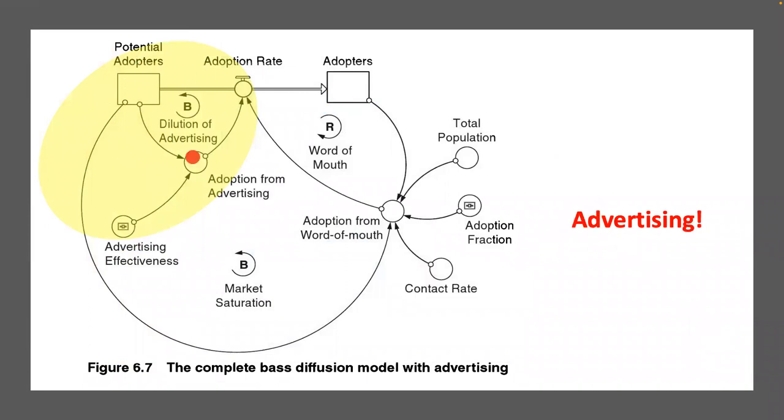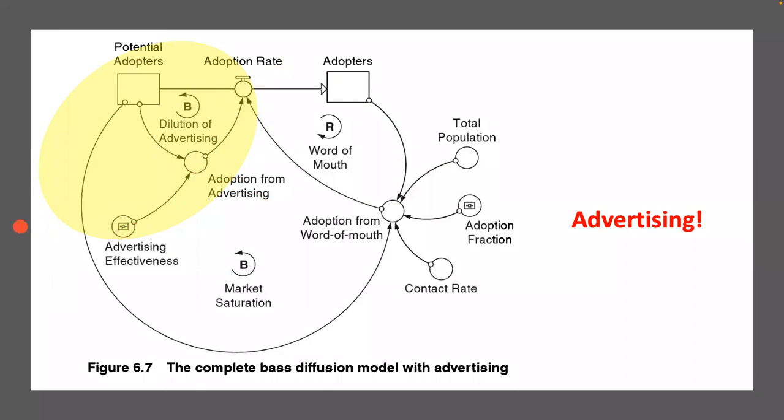So we add a separate little feedback here, which is a way for us to inoculate the population with this innovation or this disease artificially, so that we don't have to depend on word of mouth upfront. In other words, how do we get the initial adopters there? When all you have is potential adopters, you can have an advertising process that we can model as adoption from advertising, which depends only on the number of potential adopters and advertising effectiveness.